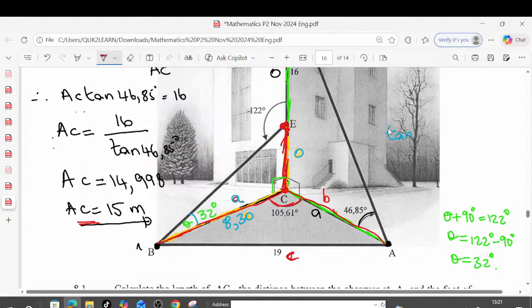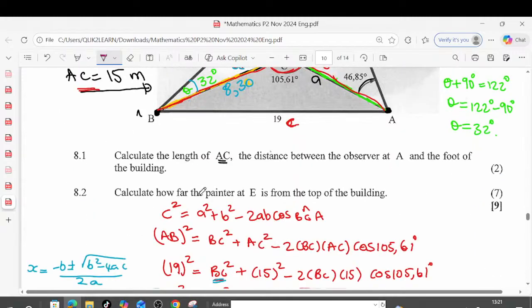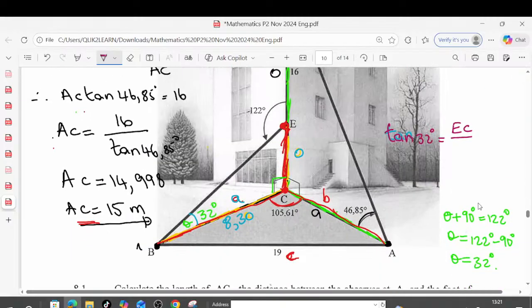We can say the tan of that 32 degrees is equal to opposite, which is EC, over, the question said we need to find how far the painter at E is from the top of the building. So it's going to be EC over the adjacent of 8.30. Right. So EC is just 8.30 times the tan of 32 degrees. You just have to punch that on the calculator and you'll get what EC is equal to.